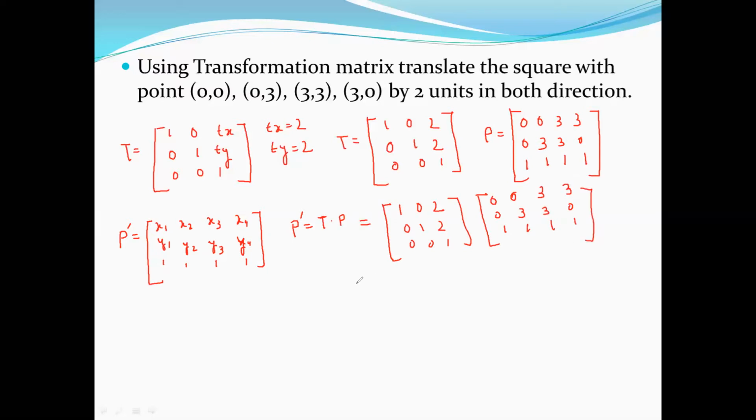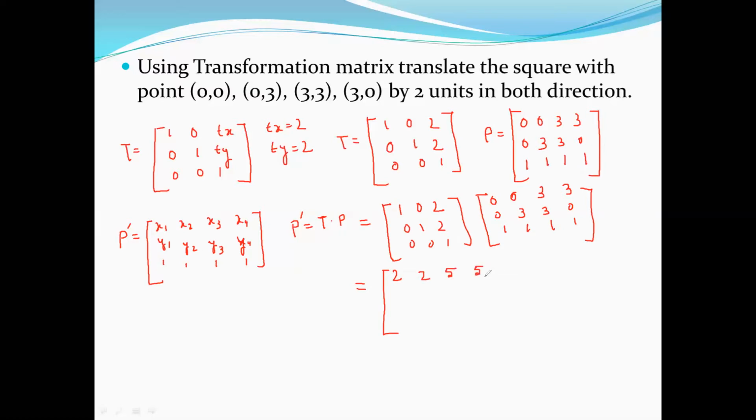Now, if you perform the multiplication, what will be the first value? It will be 1, 0, 2. So after performing the matrix multiplication, the first value will be 2. What will be the second value? It will also be 2. The third one is 5, and the fourth one is also 5.